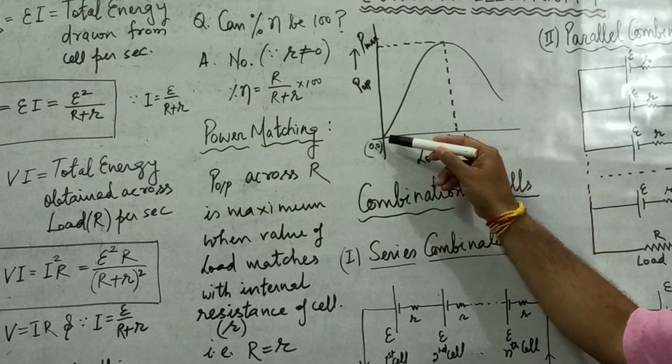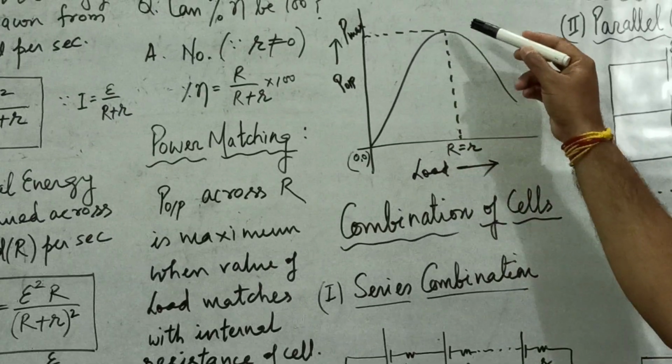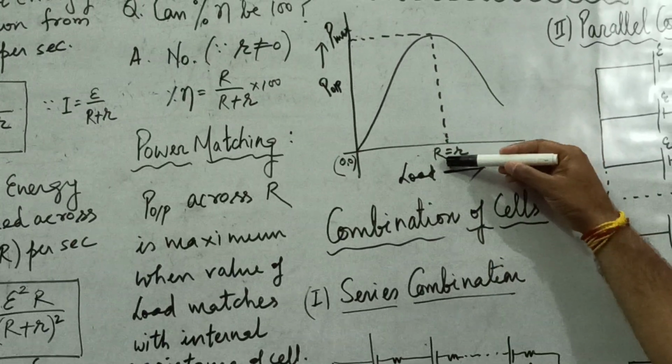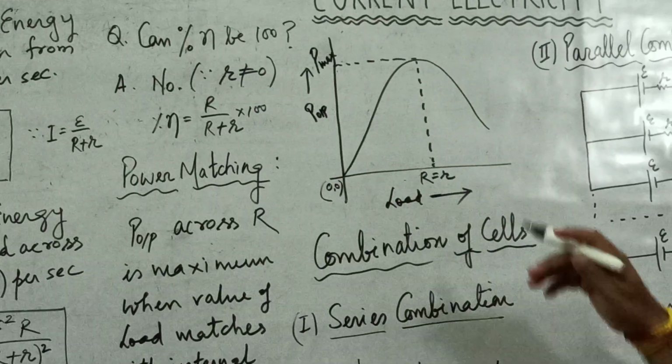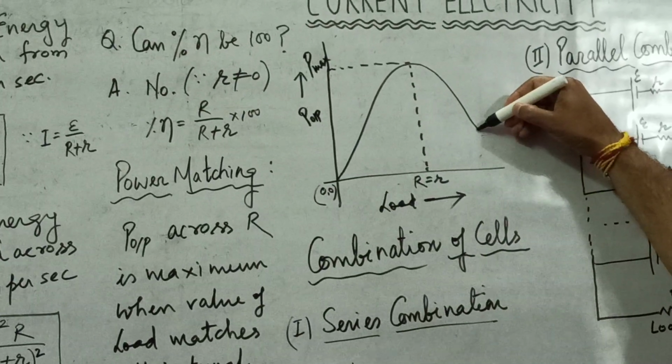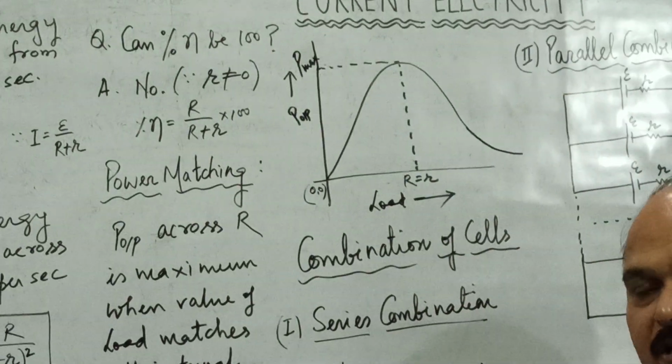When load is 0, the power output is 0. As the value of load is increased, the value of power increases, and when the value of load matches the internal resistance, power is maximum. As the load is further increased, the value of power decreases and becomes zero when the value of load is very large, infinite.